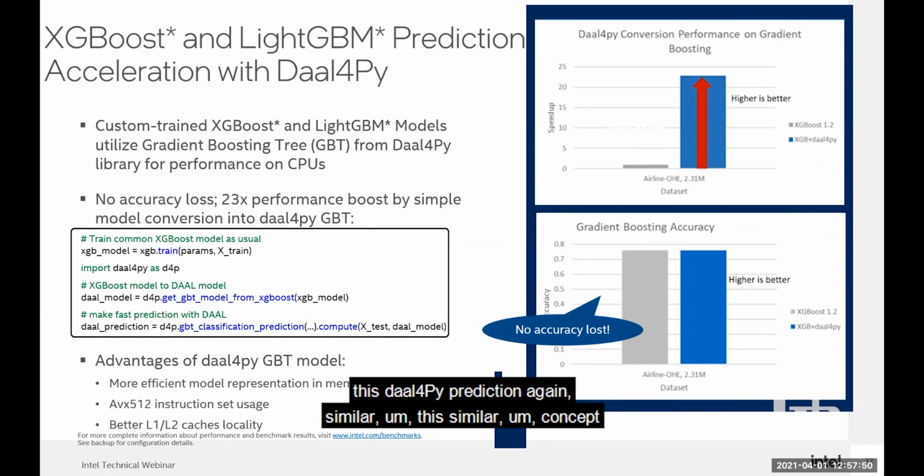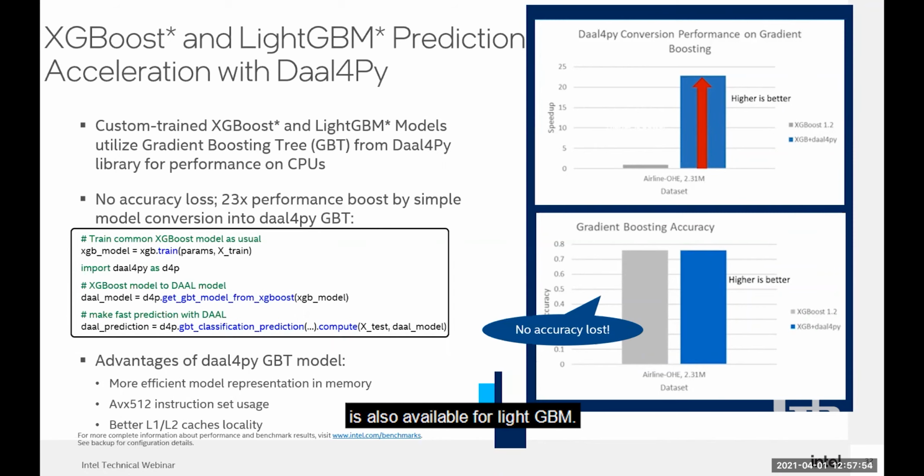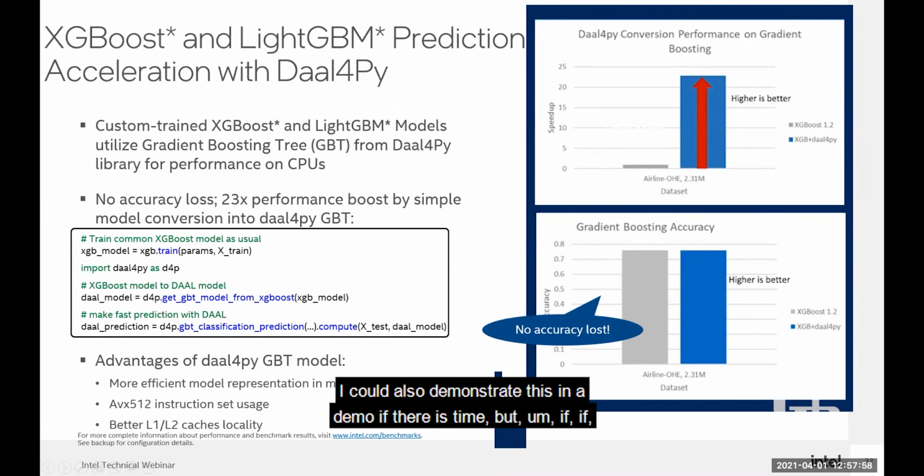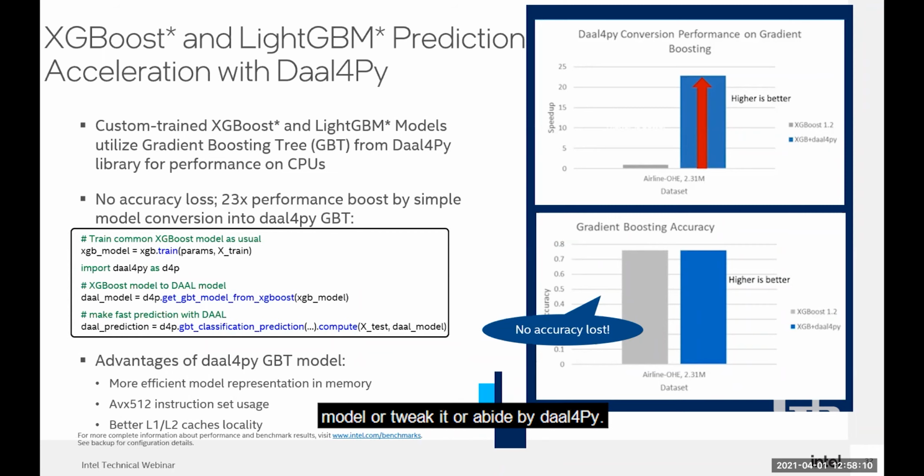Again, this similar concept is also available for LightGBM. And as you can see here, there's no accuracy loss. I could also demonstrate this in a demo if there is time. But if the optimizations that we upstream to XGBoost aren't good enough, here's something extra that you can use without having to change your model or tweak it or abide by DolphinPy.